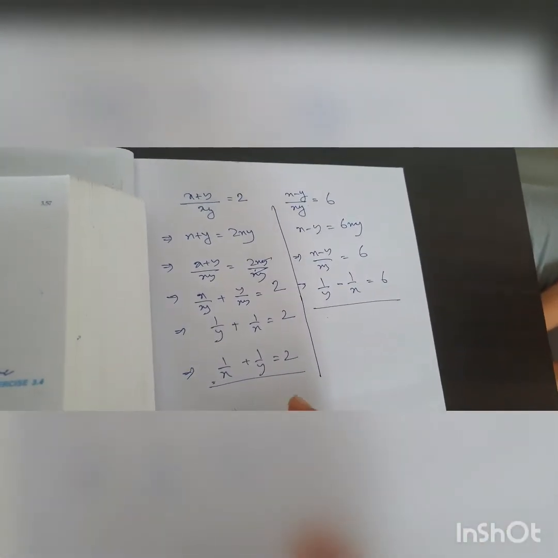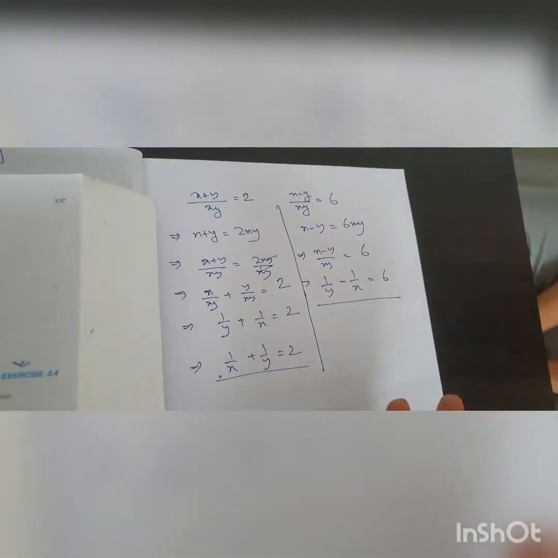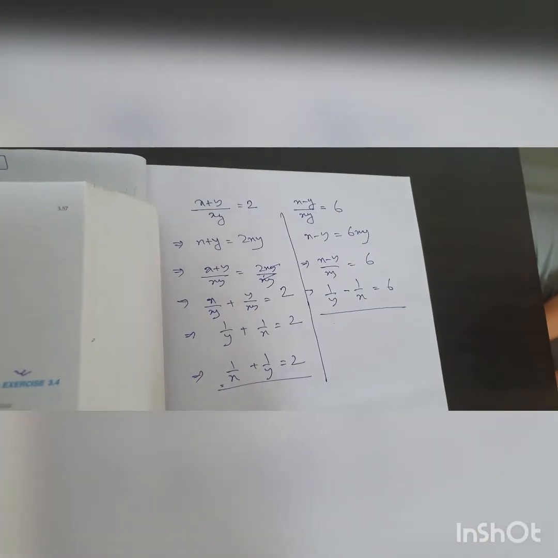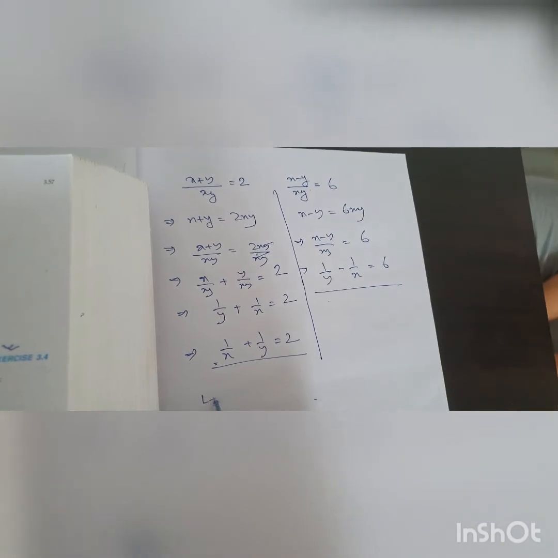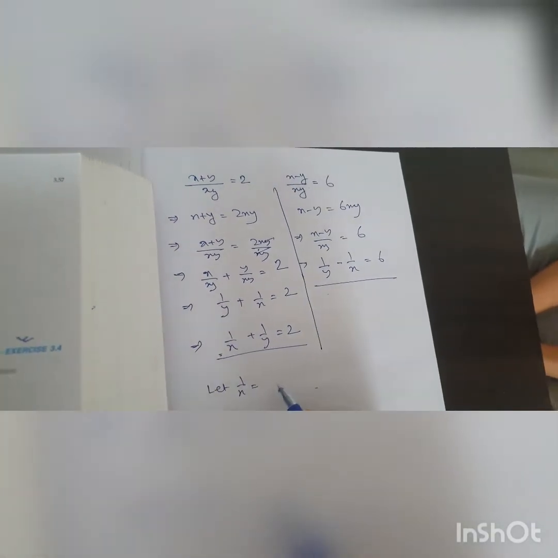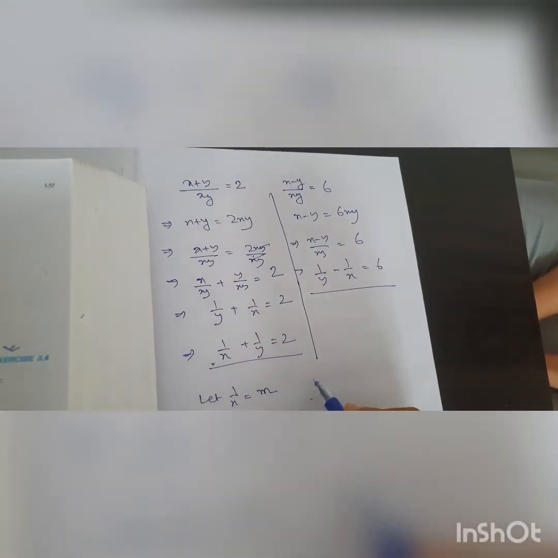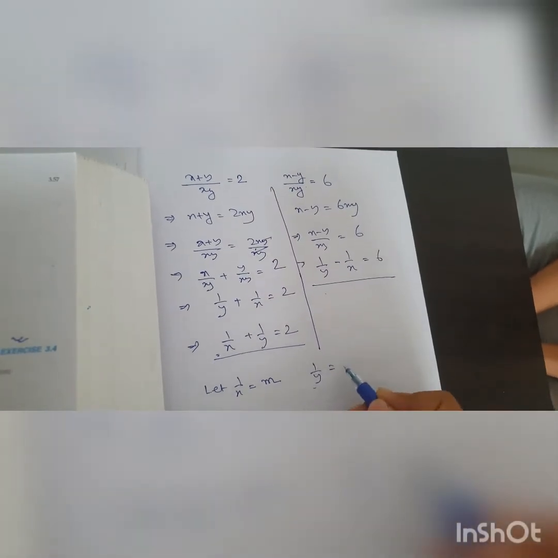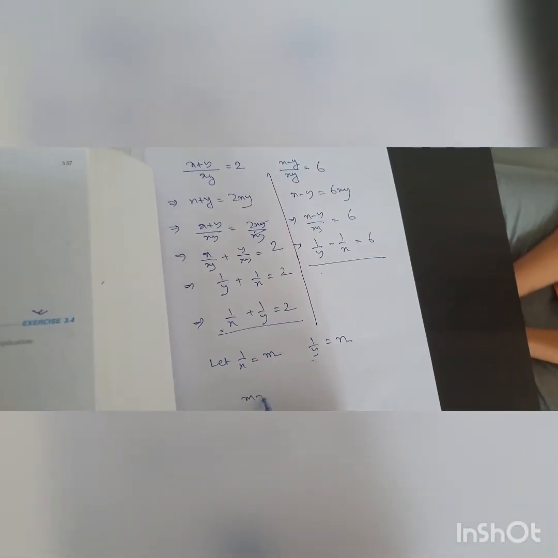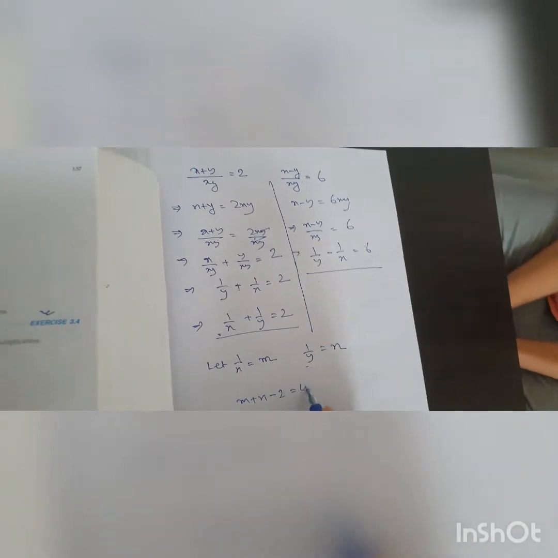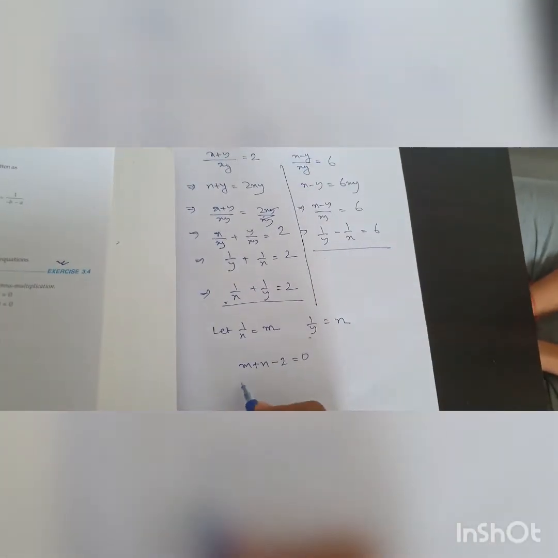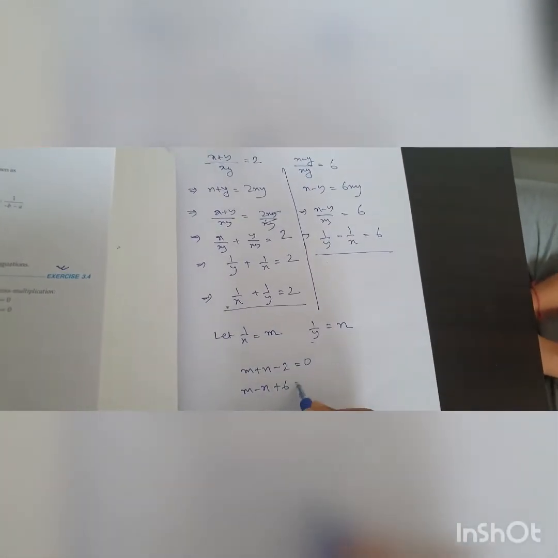Now if anybody says elimination method, always do by elimination method. But here it is mentioned to do by cross multiplication method. Then what you have to do in the cross multiplication method, same thing: let 1 by x be equal to m, let 1 by y be equal to n. So you get m plus n minus 2 is equal to 0, and this one you get m minus n plus 6 is equal to 0.